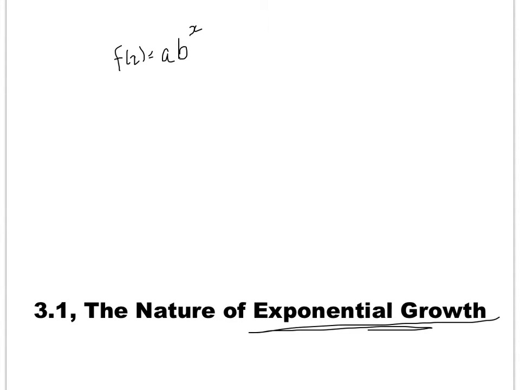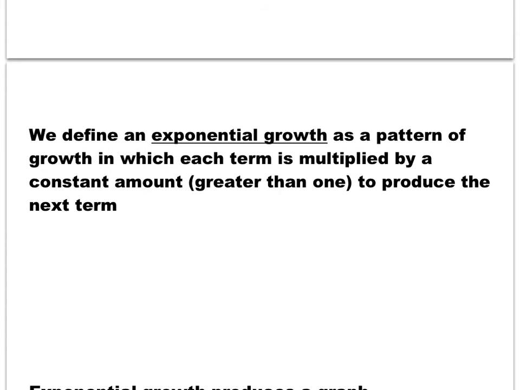What exactly is exponential growth? We define exponential growth as a pattern in which every term is multiplied by a constant, either greater than 1 or between 0 and 1, to produce the next term. Now, if that number is between 0 and 1, it's not going to be exponential growth. In fact, it's going to be exponential decay, which is going to be the topic of the next video. But at the moment, if every term is multiplied by a number which is greater than 1, we call this exponential growth.